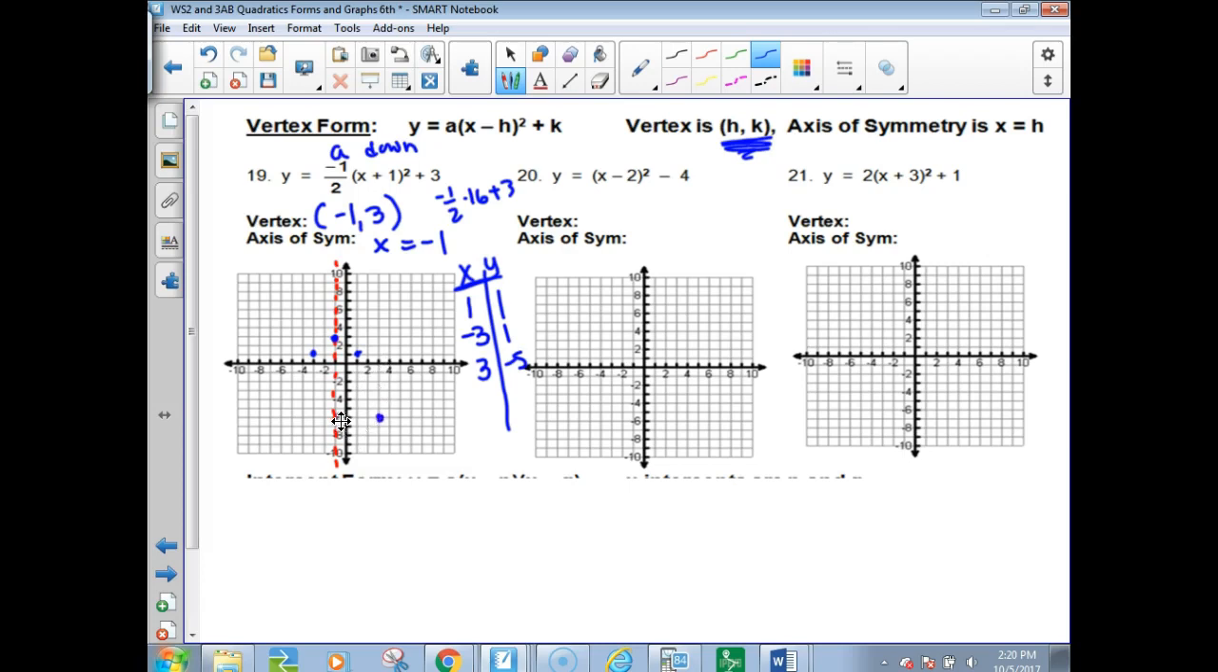I went that far away from my axis of symmetry: 1, 2, 3, 4. So I'm going to go 1, 2, 3, 4 to the left of the axis, and that's at (-5, -5). Oh, I think I plotted that wrong, guys. I saw that like it was a 5, not a 6. I got to move mine up 1.